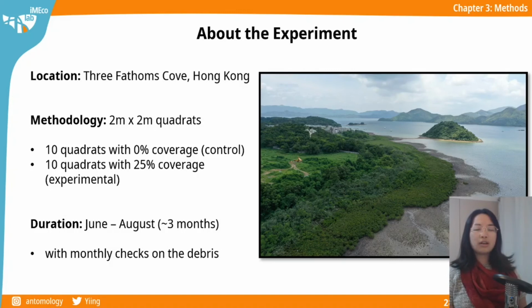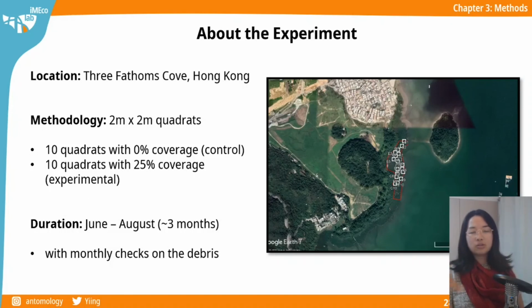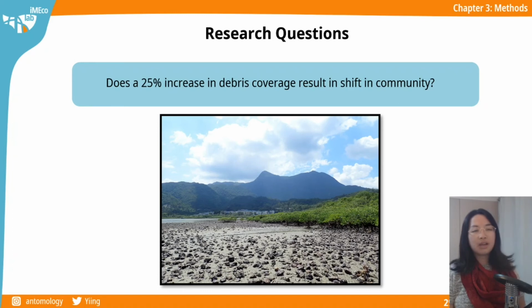I set this experiment for about 3 months with monthly checks, just to make sure that the debris wasn't floating away, and to maintain my quadrats. So these are the rough locations for my quadrats. They weren't touching each other, that's just how it looks on Google Earth. But you can see that they're all in one space, which is also why I chose this site, because there was a decent amount of space for me to do my experiment.